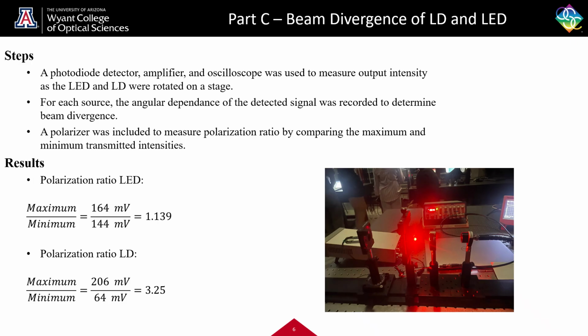So here we use a detector, amplifier, and oscilloscope to measure the output, and then for each source we found the angular dependence to find the beam divergence, and in the end we used the polarizer to find the polarization ratios of each source. And so to begin with, the LED had a polarization ratio of 1.139 and the laser diode 3.25.